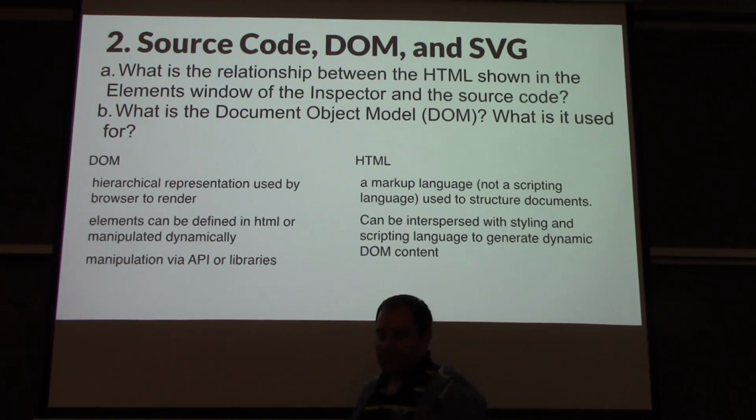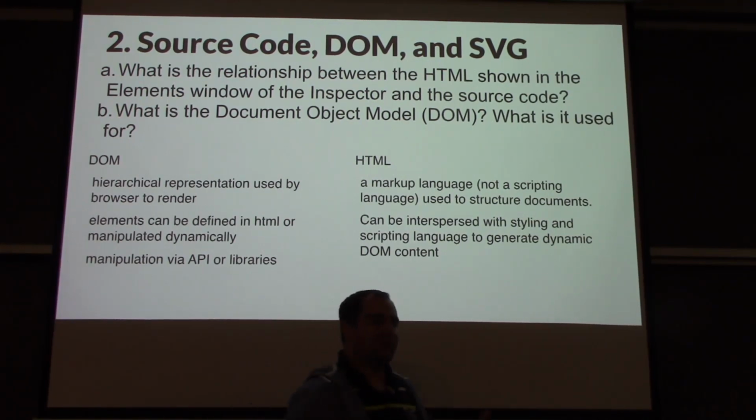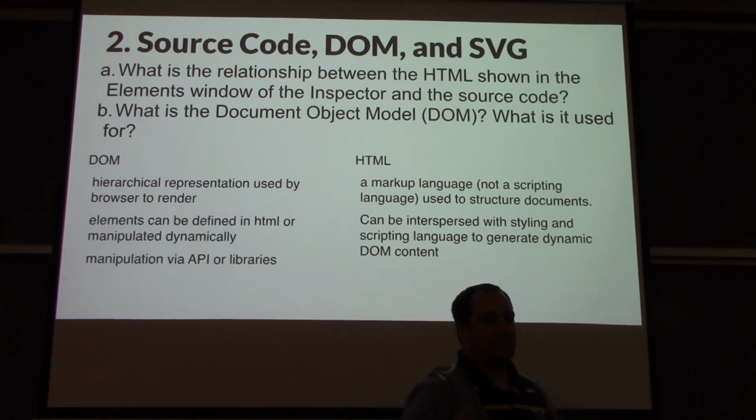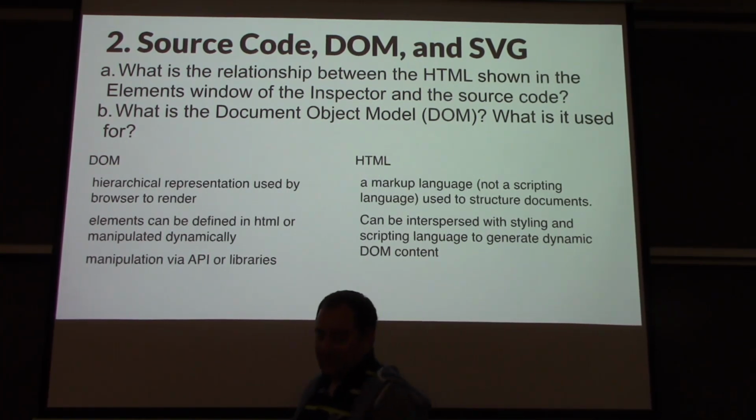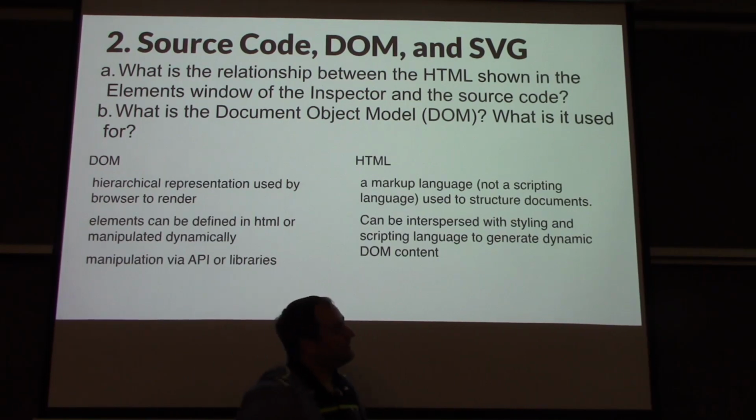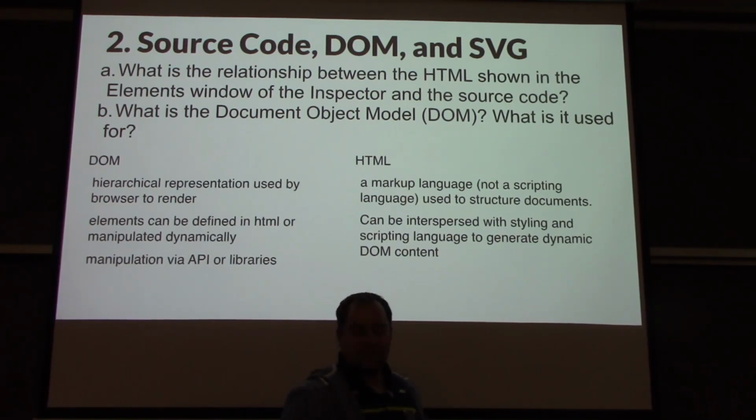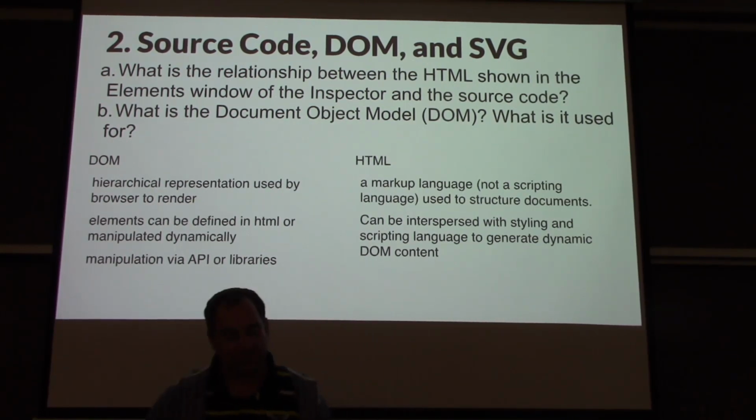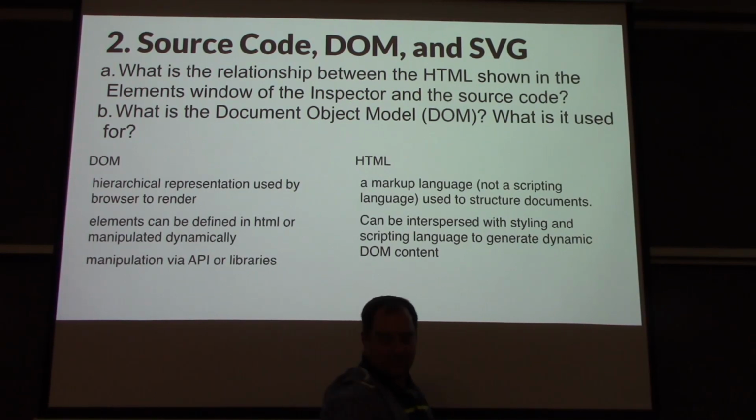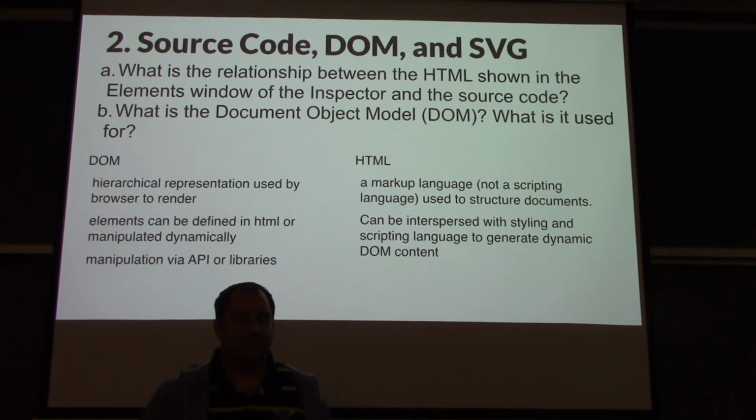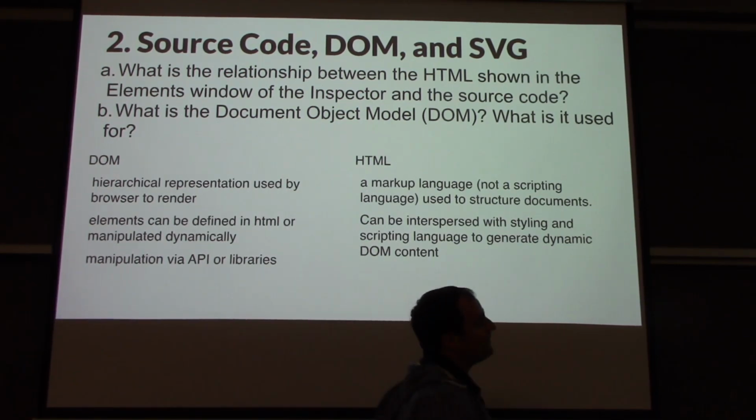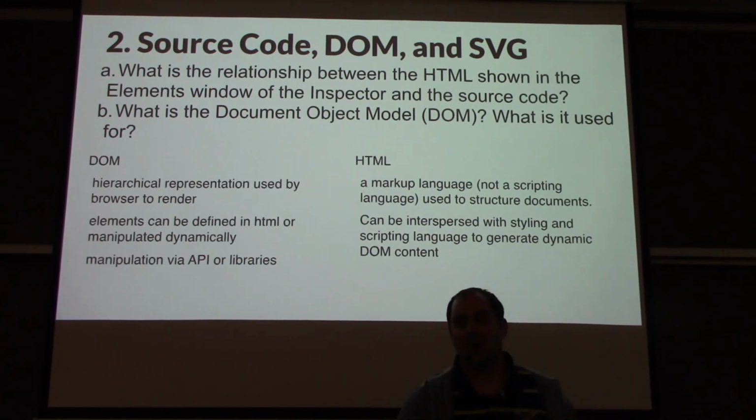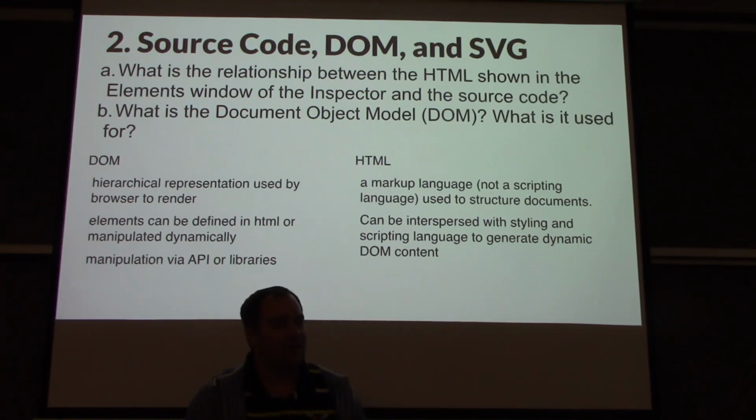But that's not the same thing as the source code, right? Like if we have a very simple page where HTML is all we use, those two are equivalent. But whenever we use something like JavaScript to manipulate the DOM, then we get a divergence between the source code and the DOM. And the second question is, what was the document object model? So the DOM is this hierarchical representation that is used by the browser to render, but it's also this API to manipulate what is going on there. So this is the DOM API. So it's both. It's like a programming API, and it's also the hierarchical representation used by the browser to render.